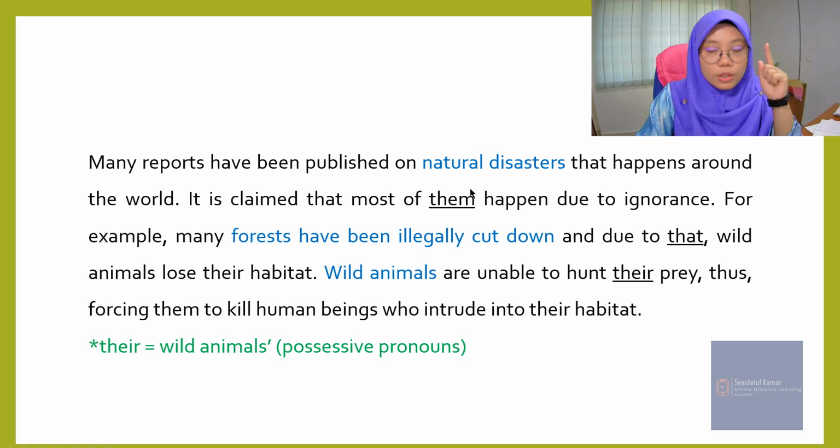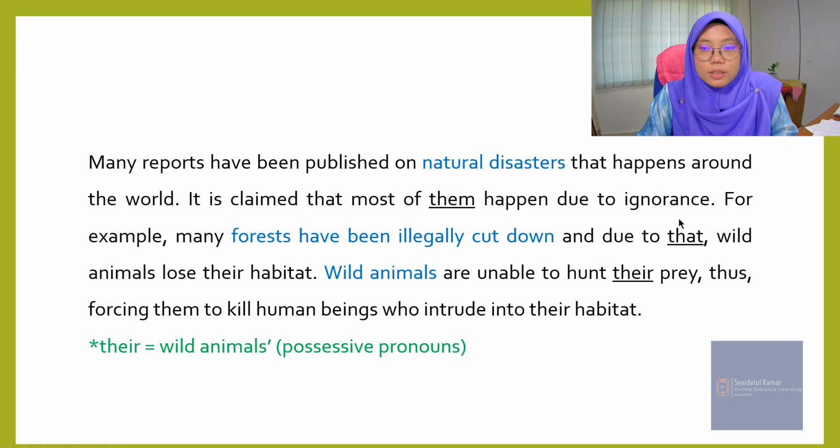Okay, and for this tutorial, to make you understand better, I have already highlighted the answer that the reference word is referring to. For this case, the word them refers to what? So we can see that them is plural. The form is plural in nature. Okay, them has to be plural, so your answer must be plural as well. So as you can see, it is claimed that most of them happen due to ignorance. What happened due to ignorance? So the answer is natural disasters. Them, and then the answer must be plural.